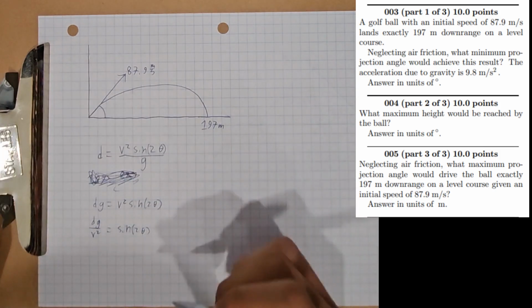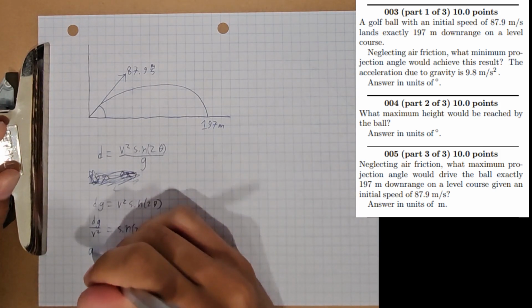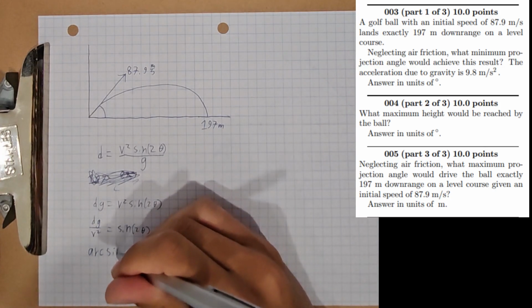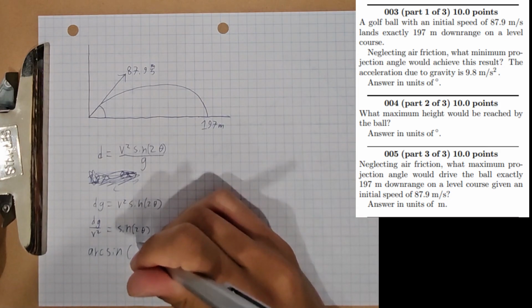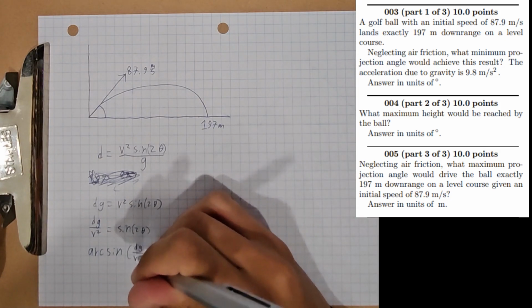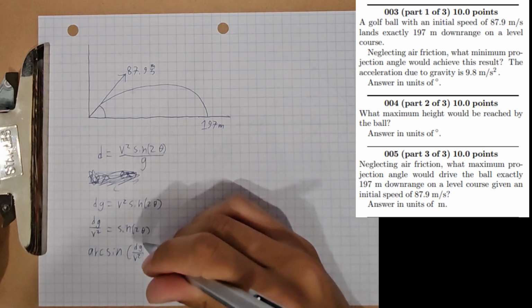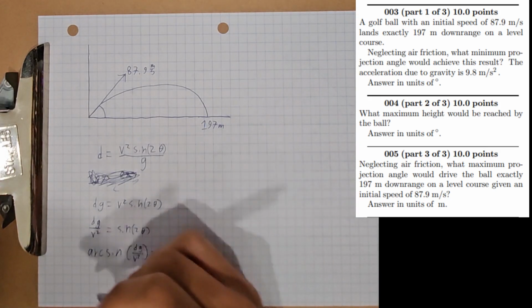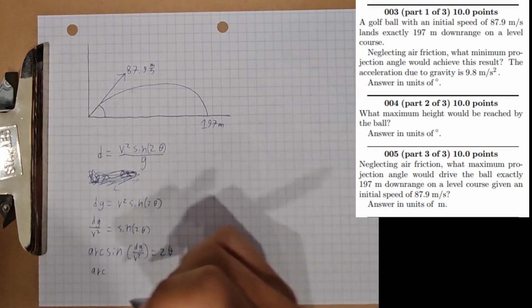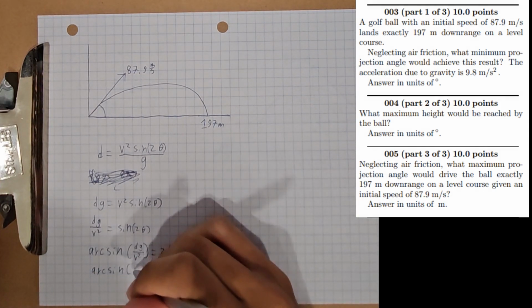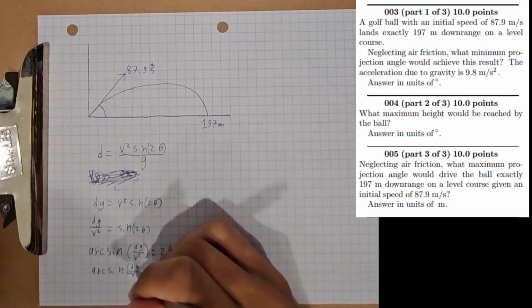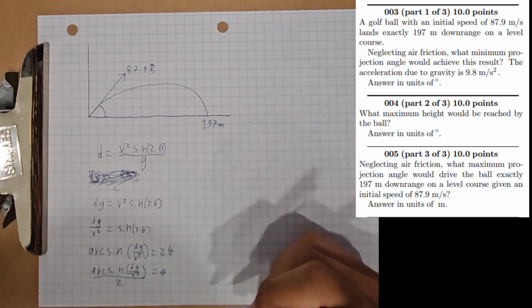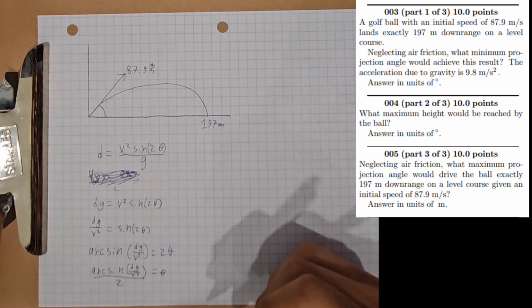Okay, so next you want to put everything in an arcsine. The arc of a trig function is the same thing as its inverse, so the arcsine of dg over v squared is going to be equal to 2 theta, which means that dividing everything by 2, this is going to be the way we solve for theta.